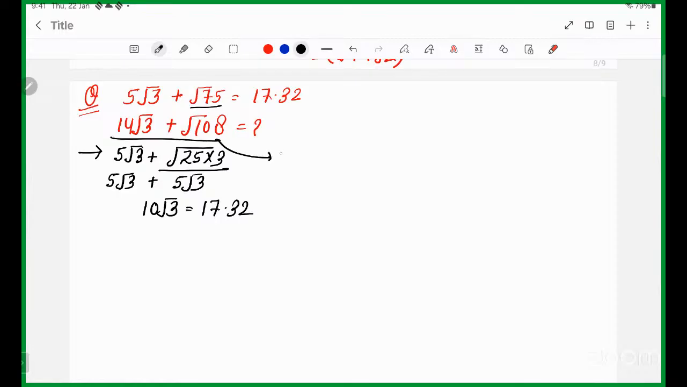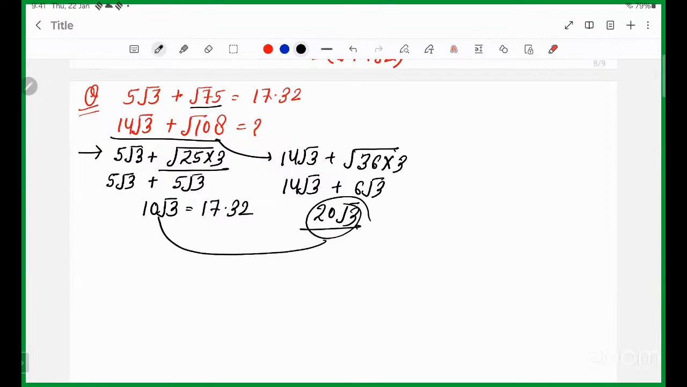It is 14 root 3 plus, can I write 108 as 36 into 3? So it will be 14 root 3 plus 6 root 3. Total it will be 20 root 3. So it is double of this. So multiply this by 2. So it will be 34.64.